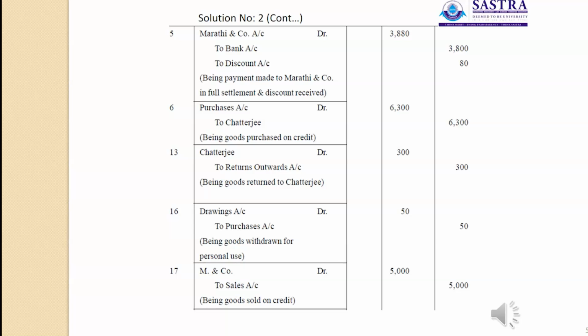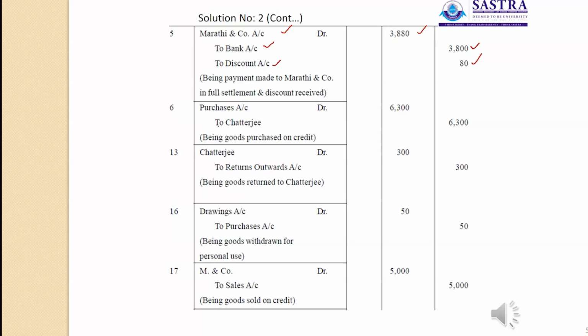Okay. Then next transaction is payment made to Marathi and Company in full settlement. So Marathi and Company account debited rupees 3,880, to bank account 3,800. The difference between these two is discount received, rupees 80. So that is the income for us, so that account will be credited. So narration for this transaction is being payment made to Marathi and Company in full settlement and discount received.